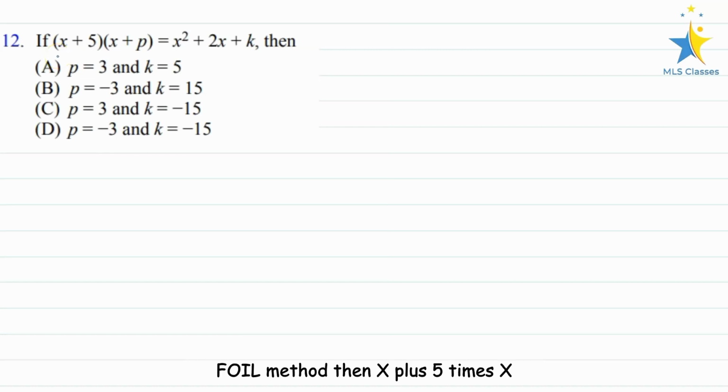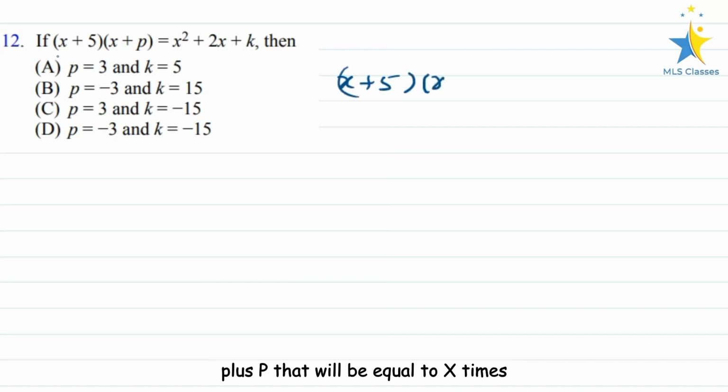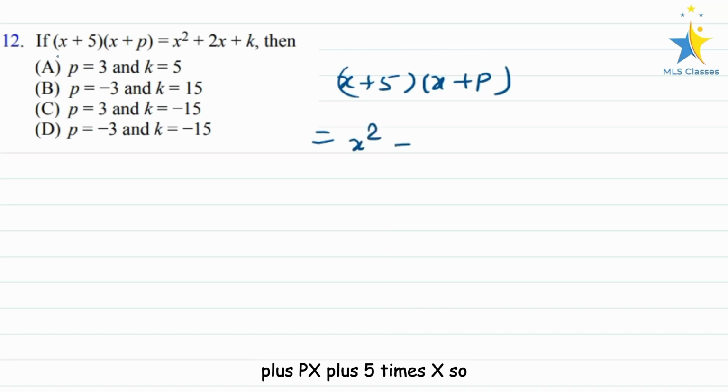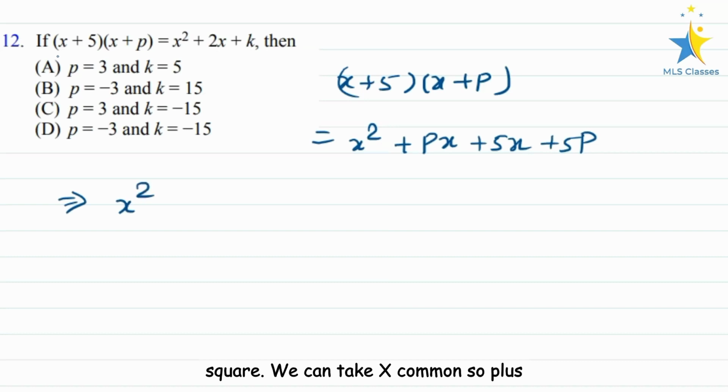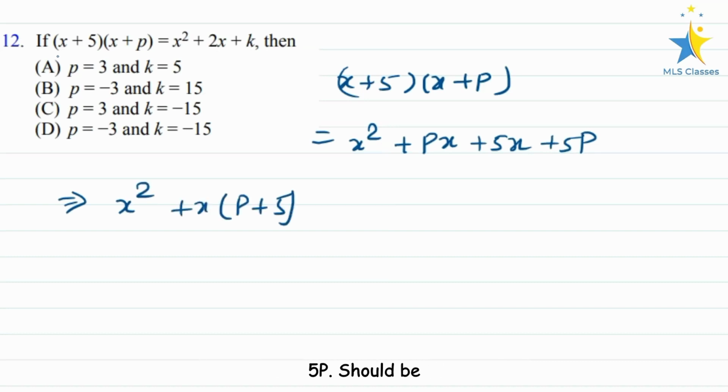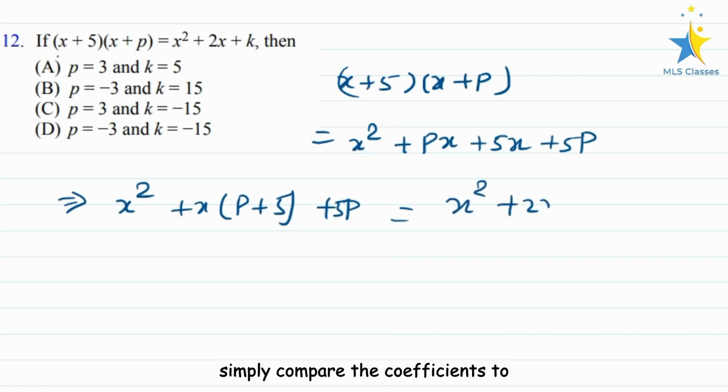So if we use the FOIL method, then x plus 5 times x plus p will be equal to x times x, x square, x times p, so plus px, plus 5 times x, so plus 5x, plus 5 times p, so plus 5p, and this should be equal to x square. We can take x common, so plus x times p plus 5, plus 5p should be equal to this equation, that is x square plus 2x plus k. Now we'll simply compare the coefficients to find the values of p and k.